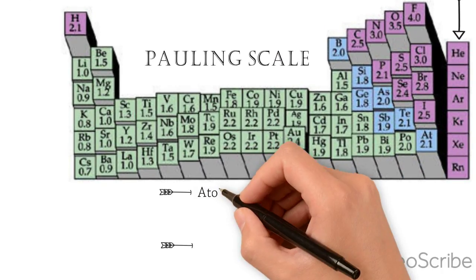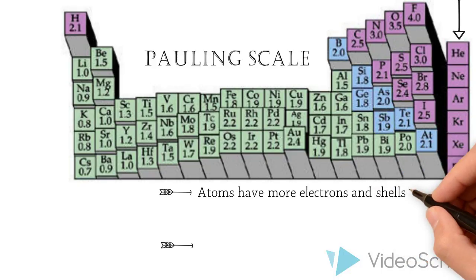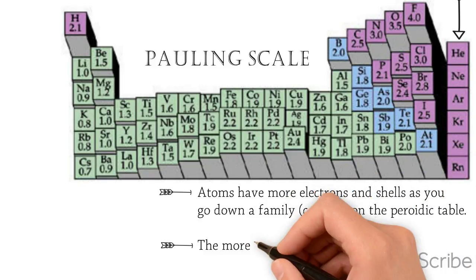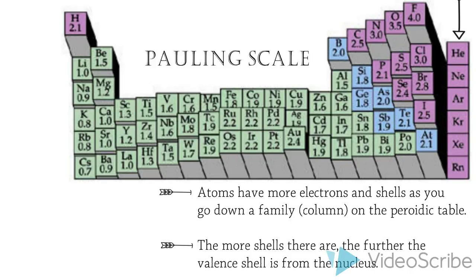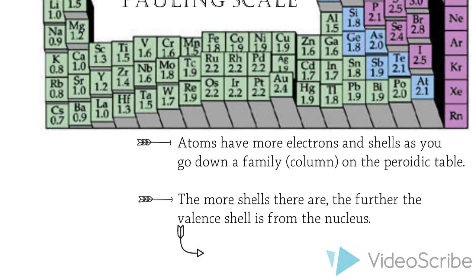As you can see, atoms have more electrons and shells as you go down a family on the periodic table. The more shells present, the further the valence shell is from the nucleus, and the valence shell is where the electrons that bond come from.